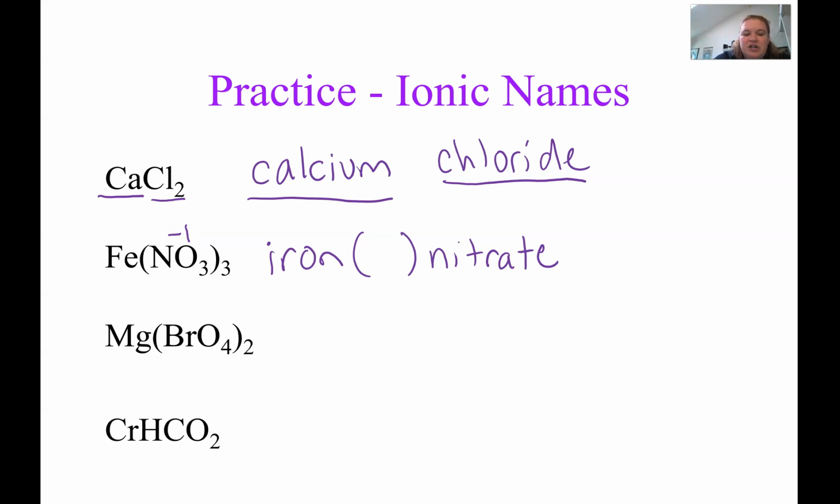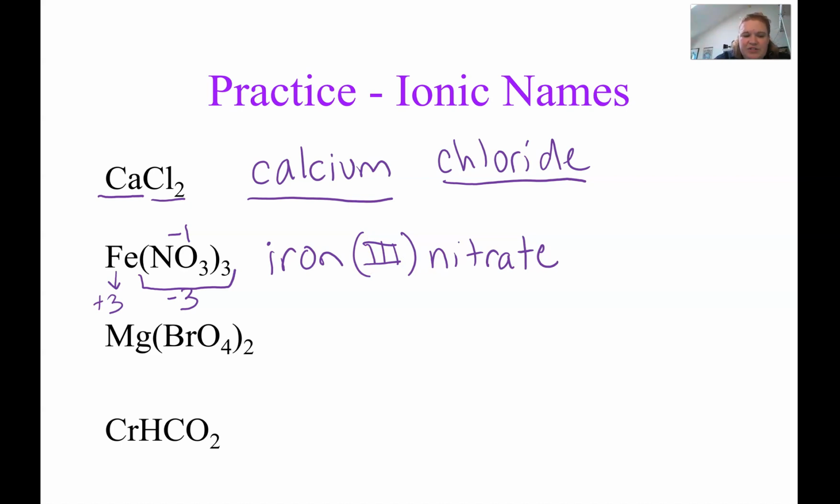Now, we don't really care about the charge on nitrate, but we do care about the charge on iron. So because the charge on our type 2 metals can vary, we need to state what it is. And we have to figure that out from the other elements or polyatomics in the compound. So nitrate has a 1- charge, but there's 3 of them. So altogether there's a 3- charge. Iron needs to balance that out. So that means that iron is a +3 charge.